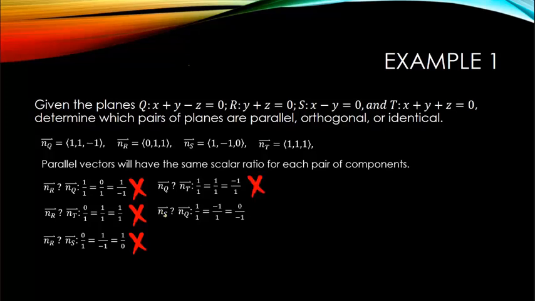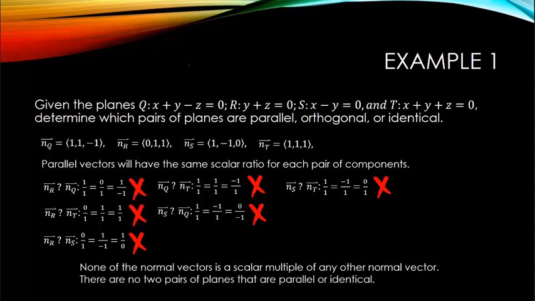The normal vector with respect to S and the normal vector with respect to Q have the ratios 1 over 1, negative 1 over 1, and 0 over negative 1. Again, these are not parallel and they're not identical. The final pair that I need to check will compare the normal vector with respect to S and the normal vector with respect to T. The component ratios are 1 over 1, negative 1 over 1, and 0 over 1. Again, the two planes are not parallel and not identical.